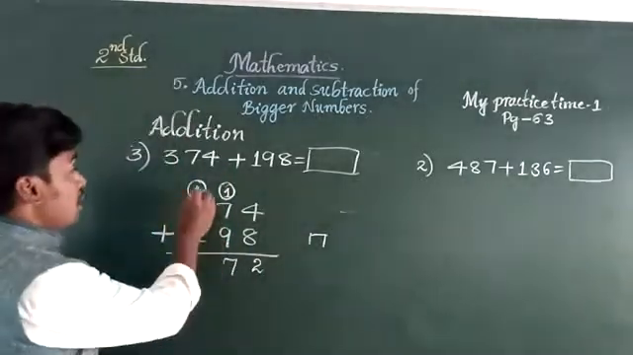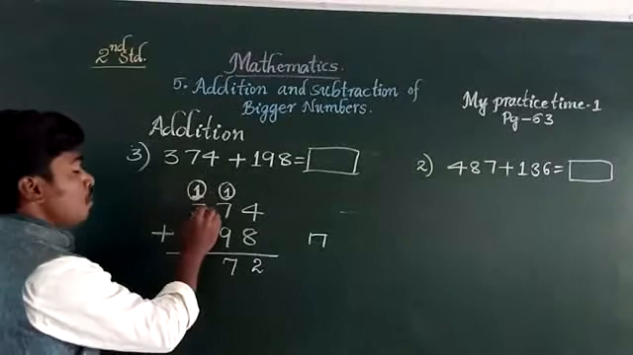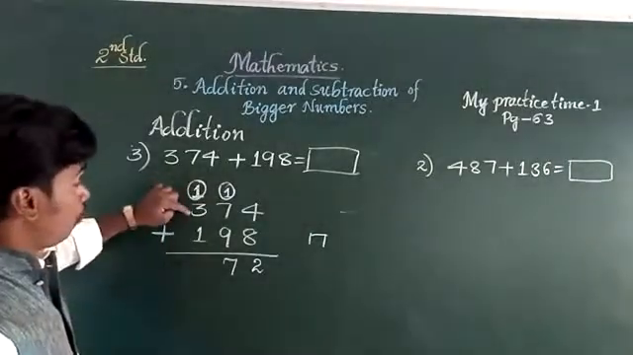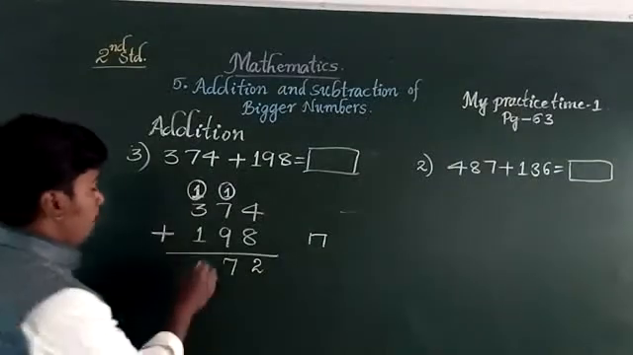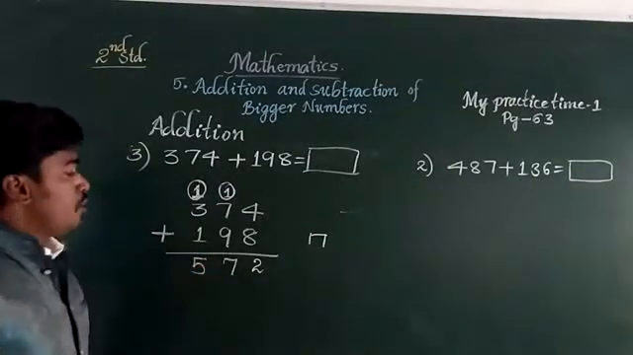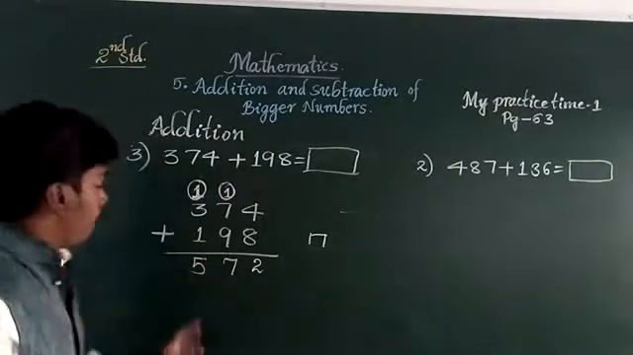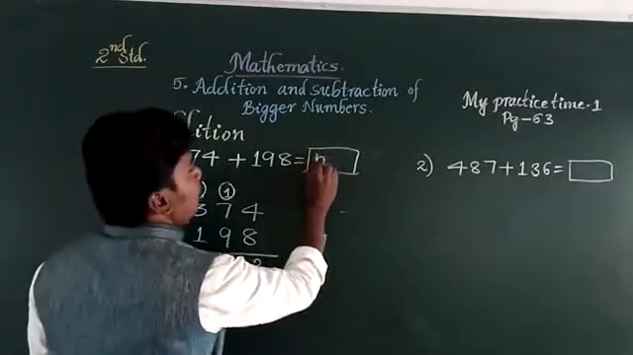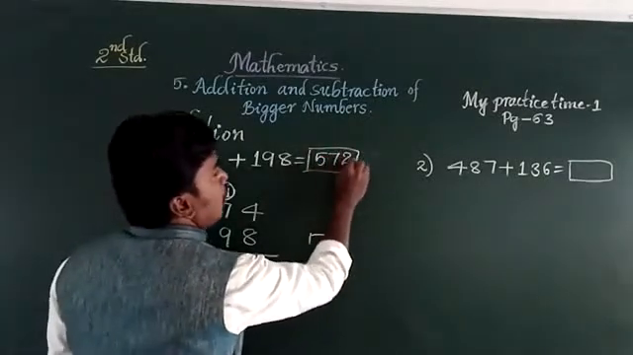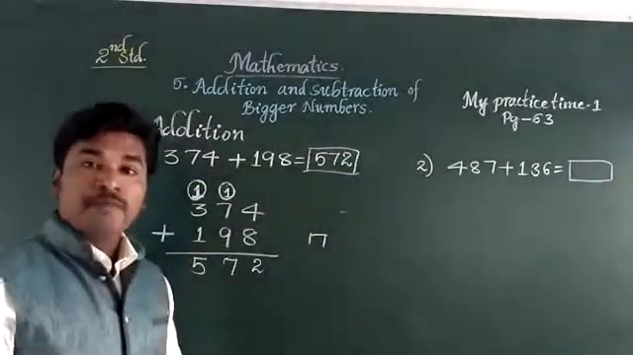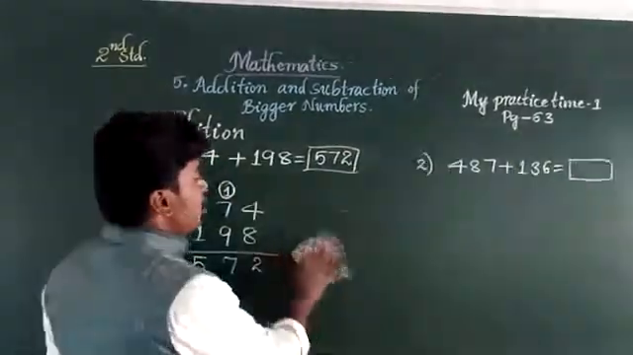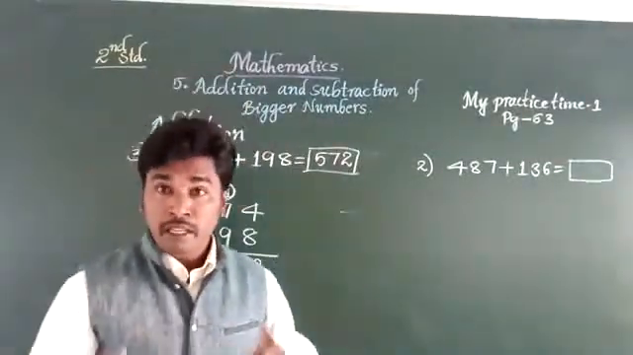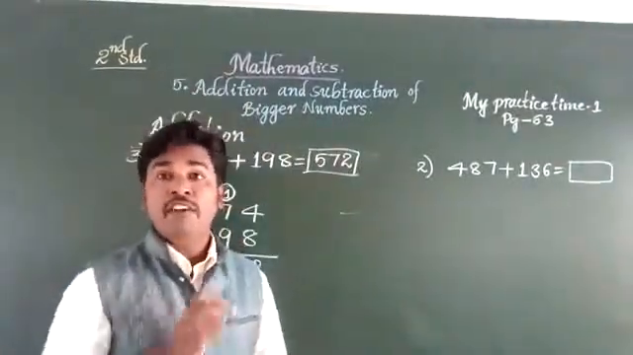Next, this 1 is added to 3. 1 plus 3 becomes 4. 4 plus 1, 5. What is the answer, dear children, you got? It is 572. The right answer, 572, in the space provided. Okay. So in this way you add the numbers. It is the addition of numbers with regrouping.